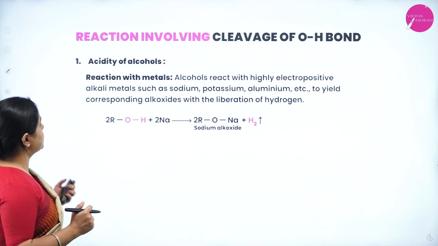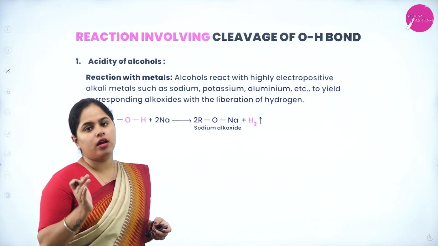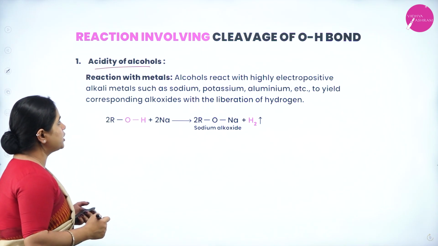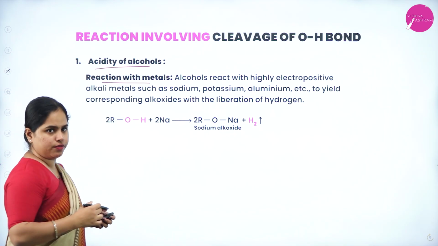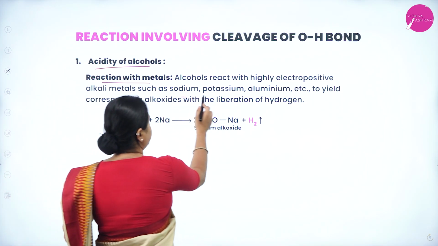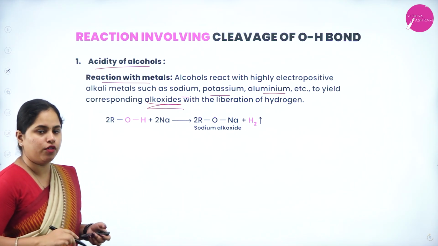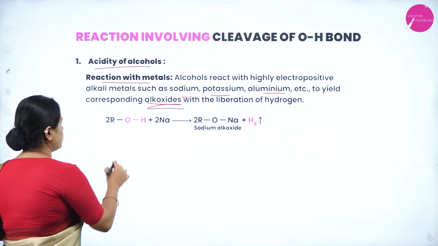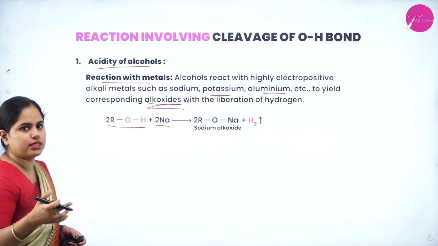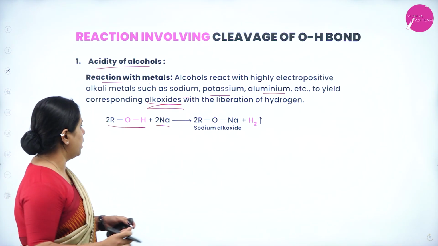Now we are going to discuss the reaction involving the cleavage of the oxygen-hydrogen bond. As discussed already, now the alcohol is going to behave as a nucleophile. The first one is the acidity of alcohols, reaction with metals. Alcohols react with highly electropositive alkali metals such as sodium, potassium, aluminum, etc. to yield the corresponding alkoxides with the liberation of hydrogen. The general representation is shown here. Two moles of your alcohol react with highly electropositive metals. That will generally be first group metals, right? Sodium, potassium, aluminum, etc.